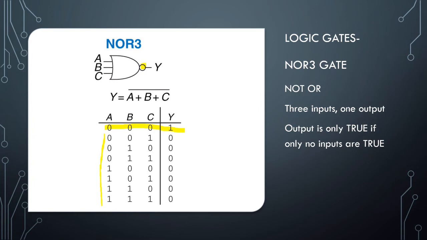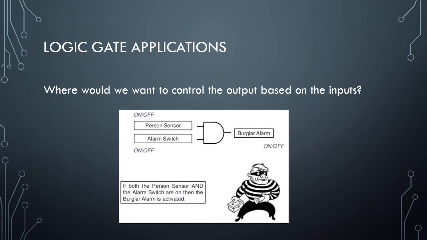We've looked at all of these logic gates, and I think it's easy to see how binary numbers or true and false indicators tie into those, but how do these tie into the real world? Why do we need logic gates? We'll just strip it down to some very basic examples. We're going to look at when we would want to control an output based on the inputs.